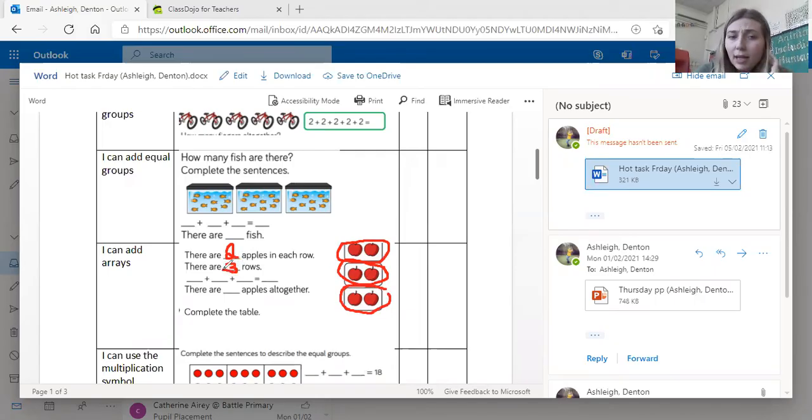Now my number sentence for this would be 2 for this one here, add 1, 2, add 1, 2. Brilliant. So I would now need to add all of these apples together to find my total. So 1, 2, 3, 4, 5, 6. There are 6 apples all together. Well done. Okay, I'm going to leave it there for now.